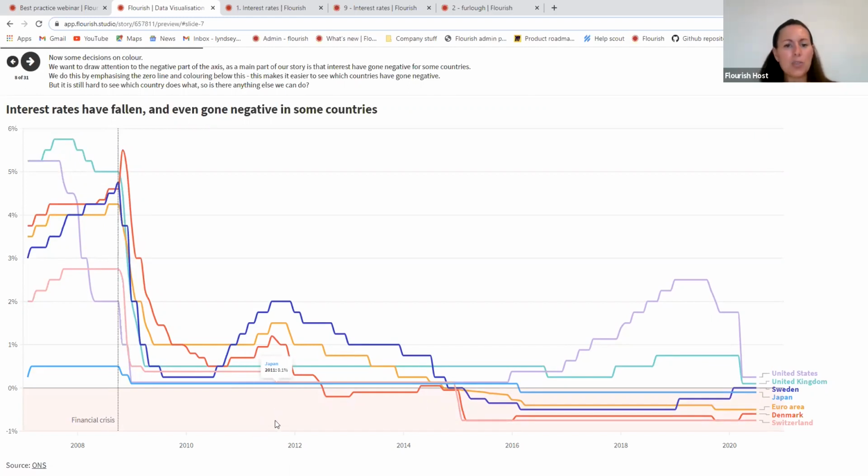So using colour to draw the reader's attention to the fact that the axis has gone negative, which they might have missed before. So reinforcing the 0 line with a slightly more solid line, and shading the negative area to show that these countries are the ones that are going into negative interest rates. This helps reinforce this second part of our message. And you can see that this is all starting to make it much easier for people to see our story.